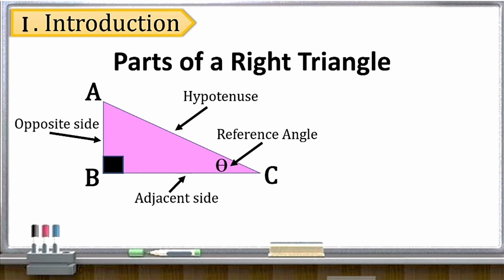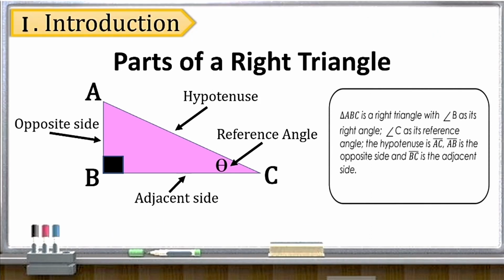Kaya para mas maging malinaw, adjacent side is the side next to the reference angle and the one other than the hypotenuse. So, ulitin lang natin class lahat. Triangle ABC is a right triangle with angle B as its right angle. Angle C as its reference angle. The hypotenuse is line segment AC. And line segment AB is the opposite side and line segment BC is the adjacent side.